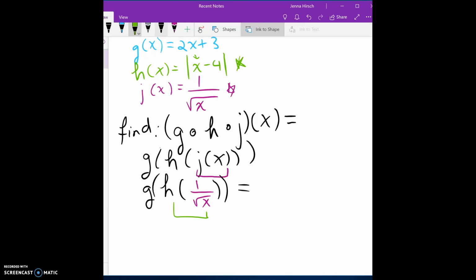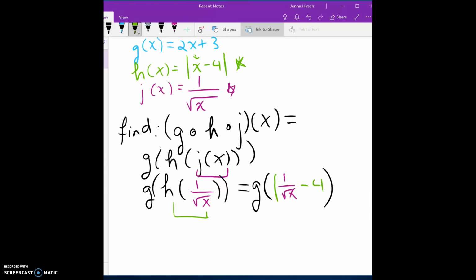So let's rewrite that next step. This is the same thing as saying G of, okay, so H of 1 divided by the square root of x, well, I have an absolute value of 1 divided by the square root of x minus 4. Okay, so we took care of our J of x, and we took care of H of x.